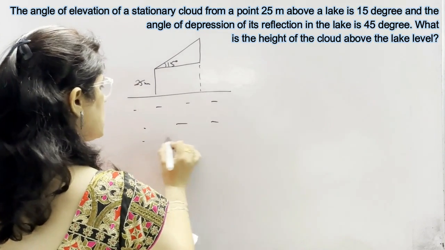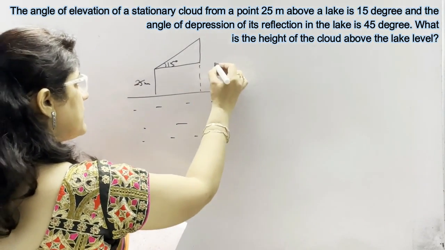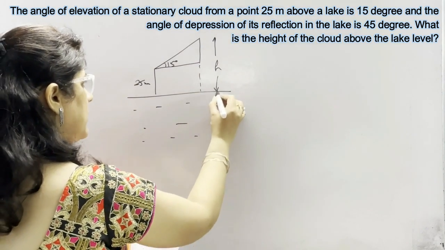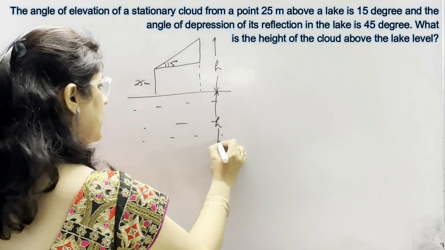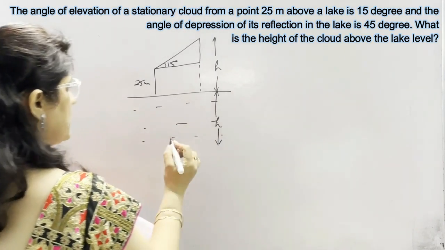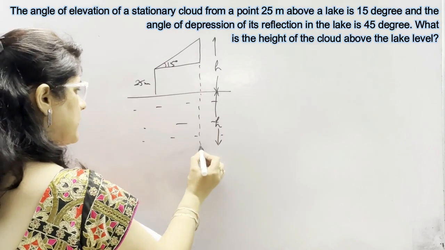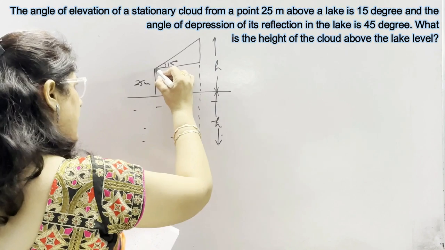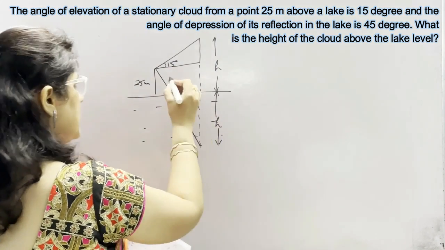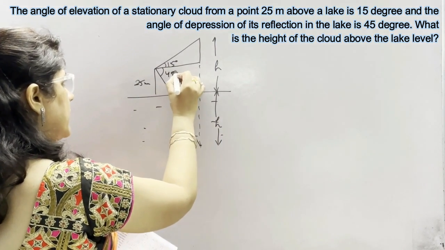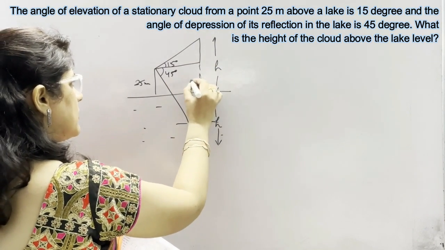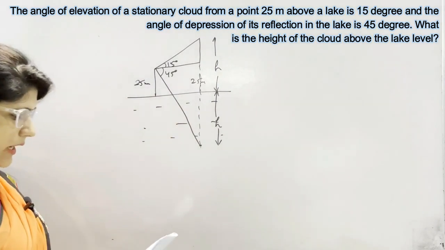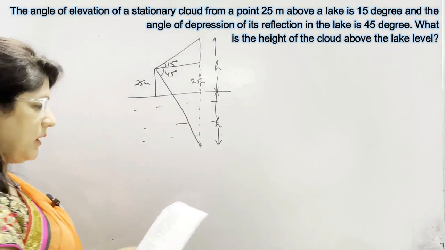According to the properties of reflection of light, if this total height is h above the lake, then the height below the lake or inside the water is again h. So this point is lying here. Now the angle is given as 45 degrees. This is 25 meters, same as on this side. What is the height of the cloud above the lake level?